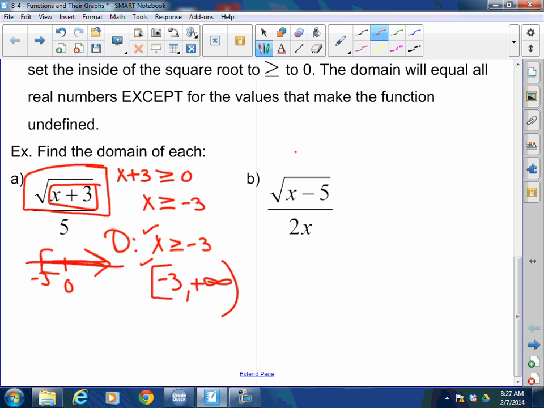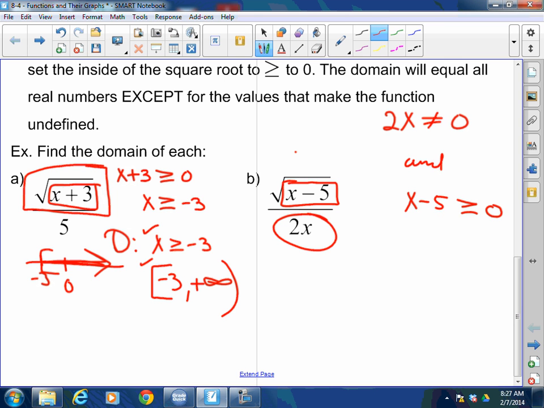Now, in B, pay attention. I have 2 restrictions here, don't I? I have this bad boy down here, which cannot be 0, so I must set 2x not equal to 0. And I have this x minus 5 inside of a square root, so I must set x minus 5 greater than or equal to 0. Do you guys see this? So I know for sure that x cannot equal 0, and I know for sure that x must be greater than or equal to 5.